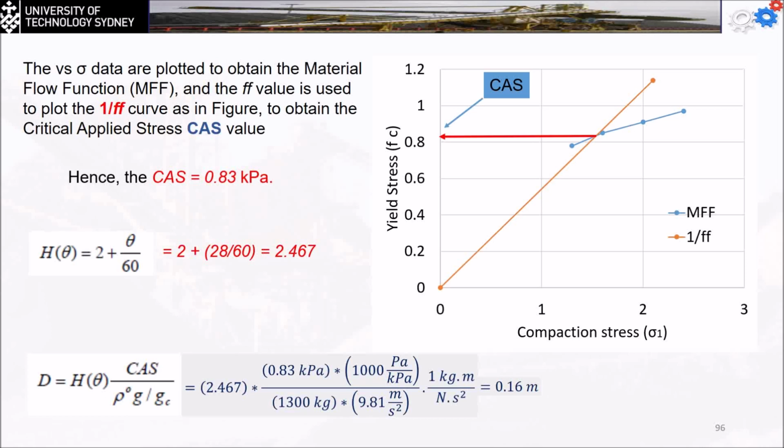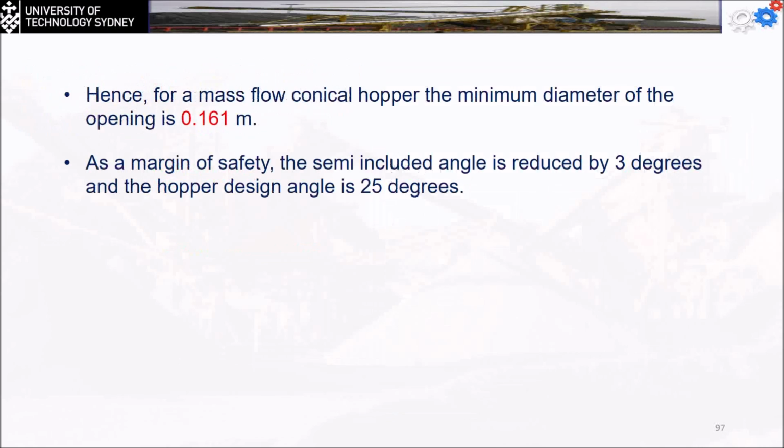0.16, and this will be the minimum acceptable value, and you have to go over this one for all the cases. So hence the mass flow of the conical hopper at the minimum diameter of the opening is going to be 0.161 meters. As a margin of safety, the semi-included angle is going to be reduced by 3 degrees, and the hopper design angle should be used at 25.